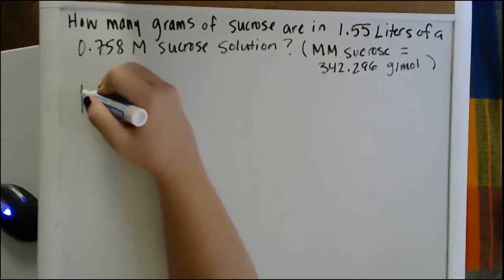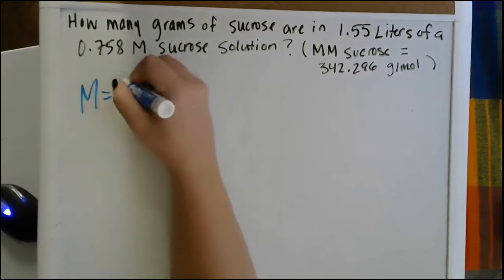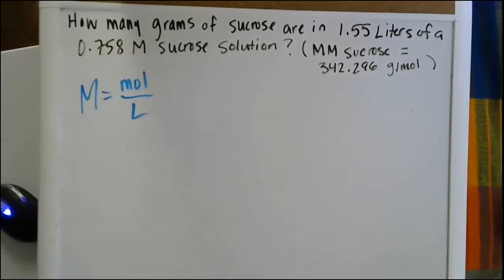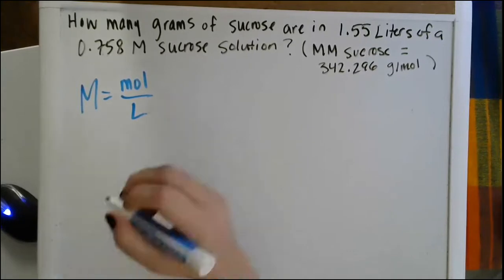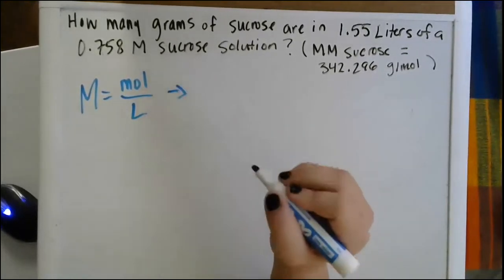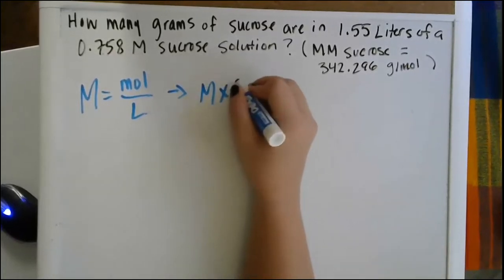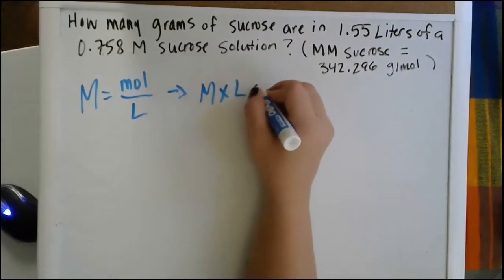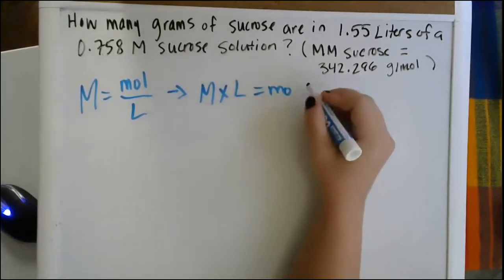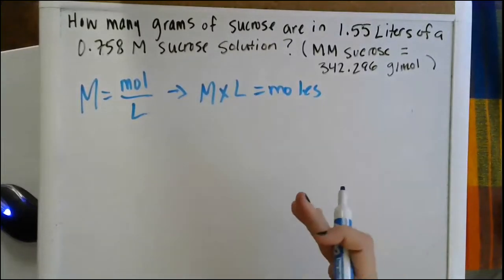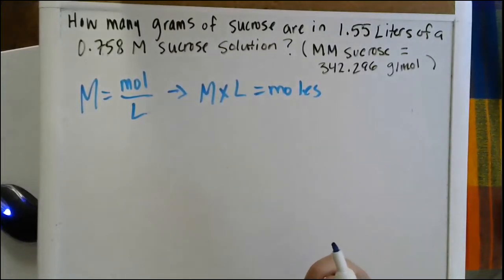Per usual, we're going to start out by writing out our molarity relationship. Molarity equals moles over liters. Okay, in this case, we have a molarity and a volume value. So we can rework this as molarity times liters equals moles, or molarity times volume equals moles, but our volume is in liters.